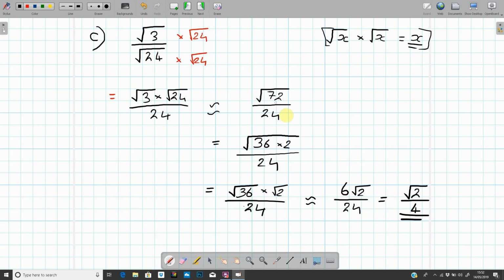So quite a lot of working, it's quite involved. However, the key thing to note is to rationalize the denominator, you must times it by the exact same thing, the exact same surd on the bottom. And that will cancel the square root signs.